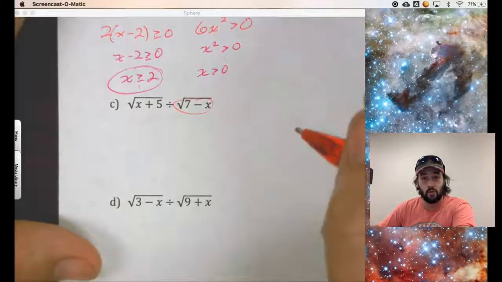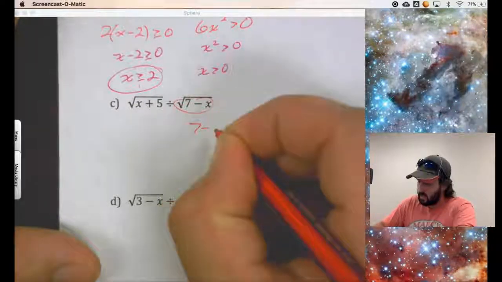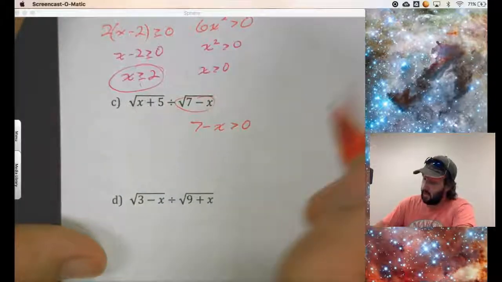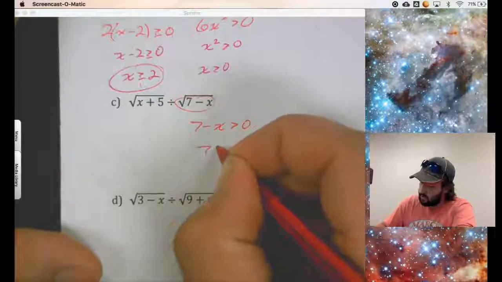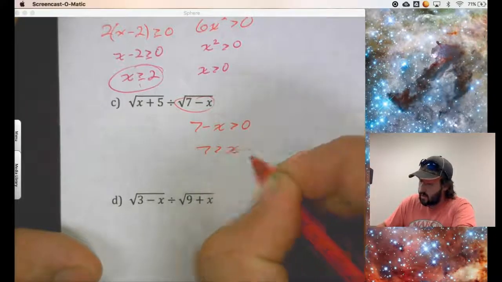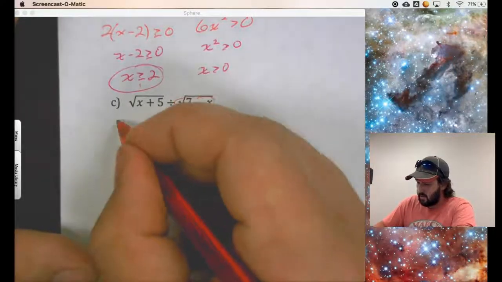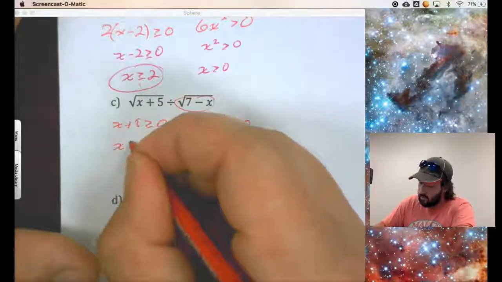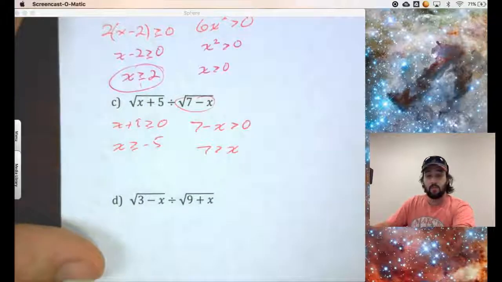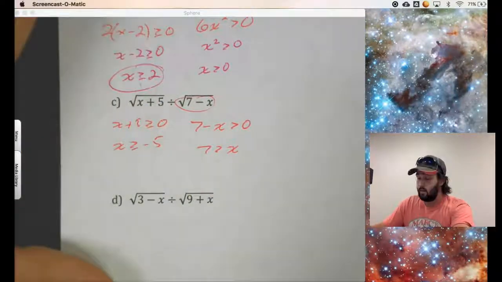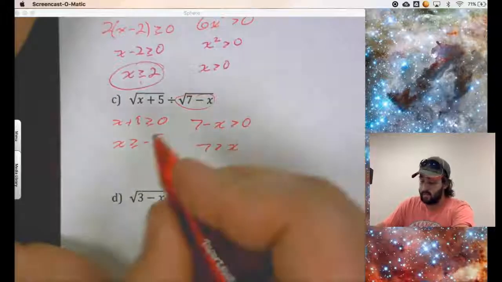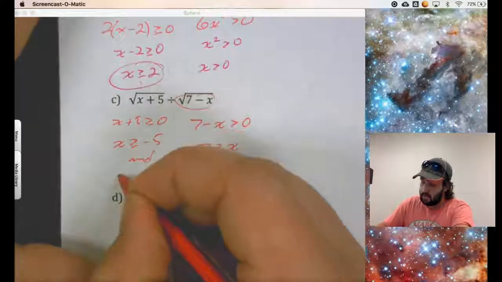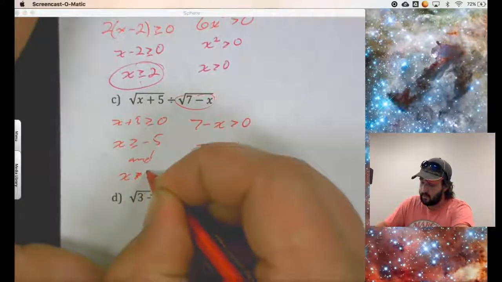Maybe do the one with division first, because 7 minus x has to be greater than 0. It cannot be equal because you cannot divide by 0, right? Add the x over, so x is less than 7. So now I have x plus 5 is greater than or equal to 0. So subtract that 5, x is greater than or equal to negative 5. So there's another one like we had in the earlier one, where it's between negative 5 and 7, because x has to be greater than negative 5, and it has to be less than 7. I wrote it the wrong way.